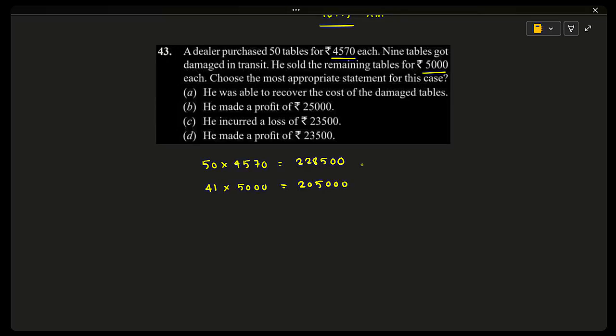So this is his total cost price and this is his total selling price. Clearly you can see that the selling price is less than the cost price, so he incurred a loss. How much loss? If you subtract, you will get the loss: 23,500 rupees. That is option C. So he got a loss of 23,500 rupees in this business.